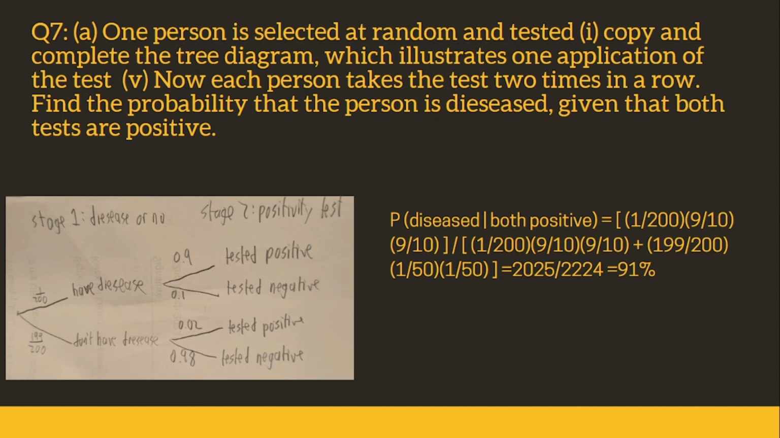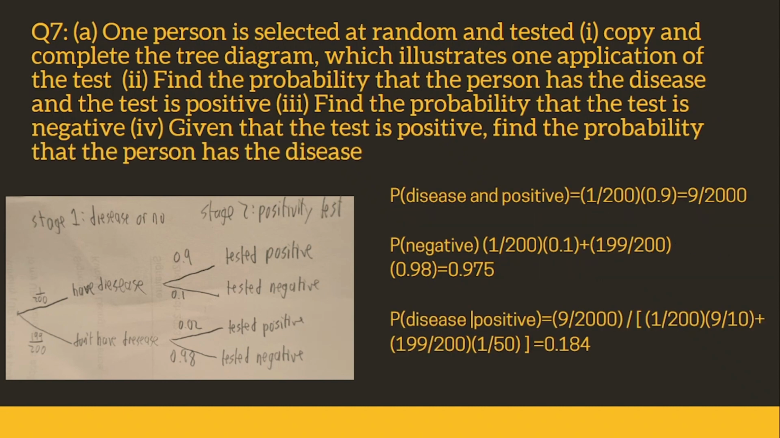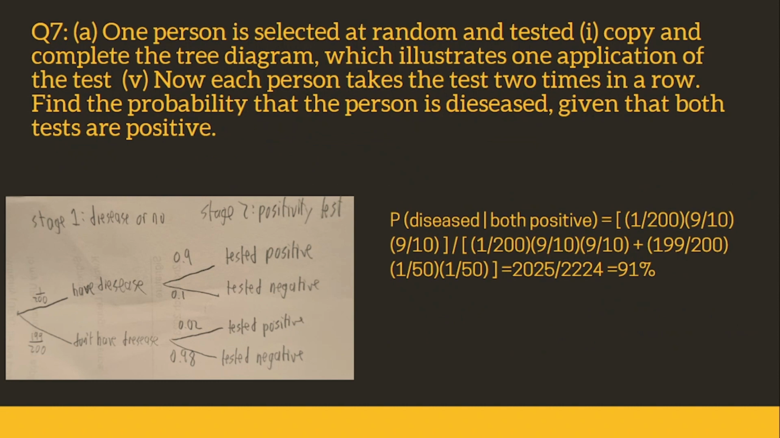So yeah, that's how you do question 7. And take note that for the first part, our disease and positive probability was 0.184, so 18%. But when you do a second test, it becomes 91%. That shows how important it is to do multiple tests, because even one more test can increase the probability by a lot, especially in the case of big proportions like 1/200 and 199/200 relative to each other.